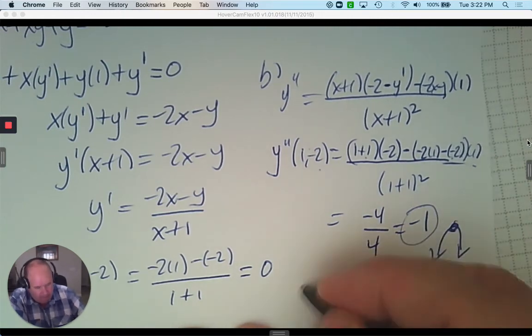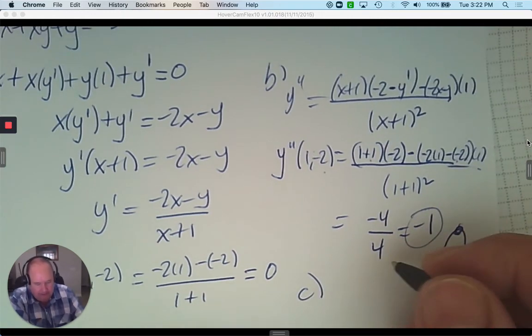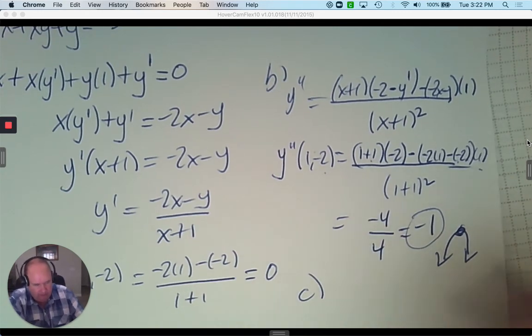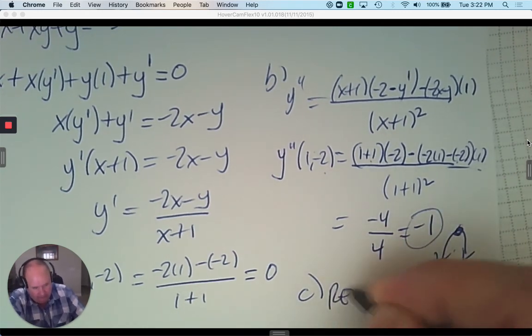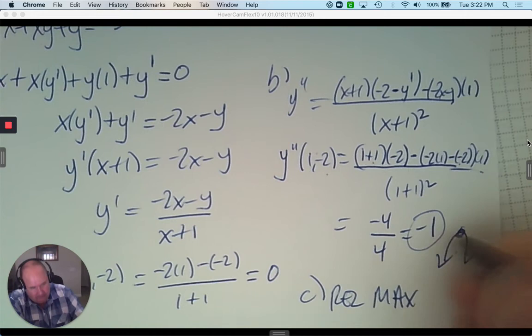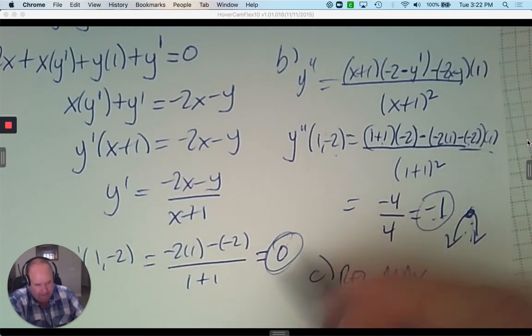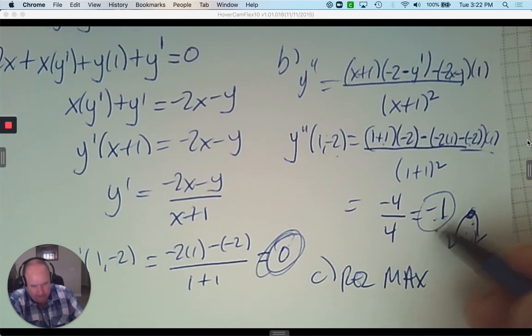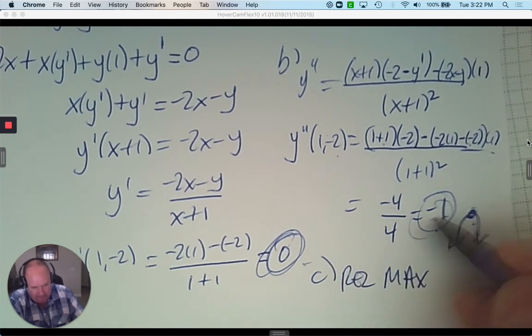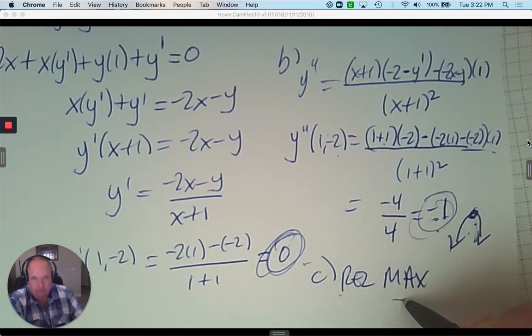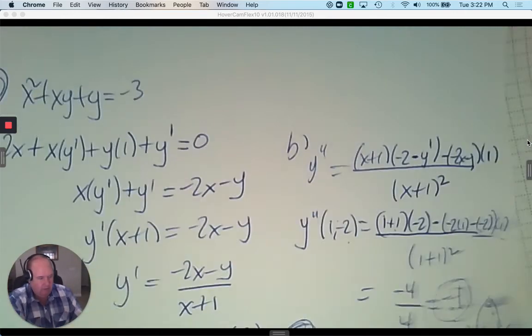And then part C says, does that mean it's a minimum or maximum or neither at that point? So because of that, it's a relative max because it's concave down and it's a critical number. So because it gave me the answer 0 and the second derivative is negative, put it together, that means it's a maximum. All right, 21.